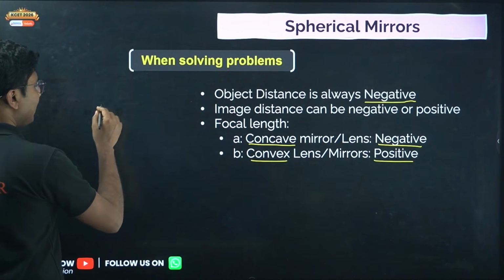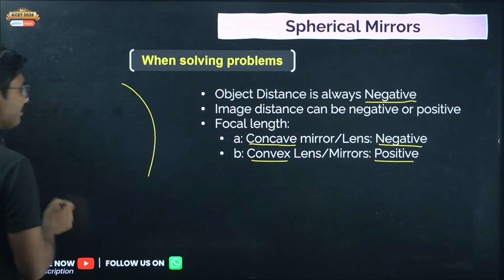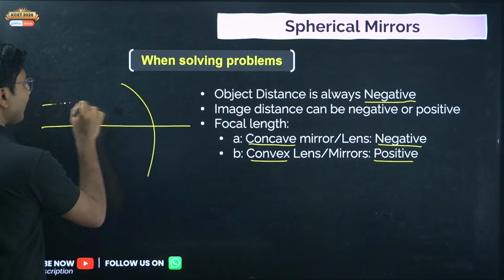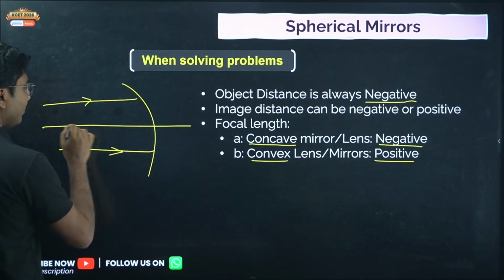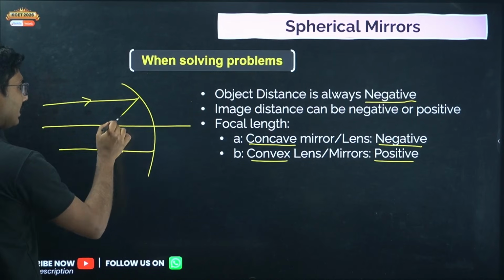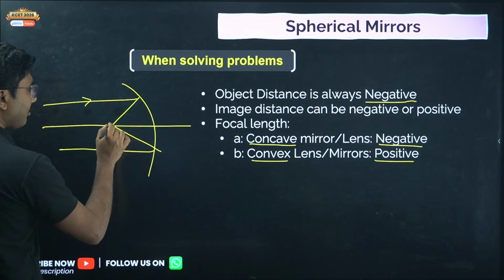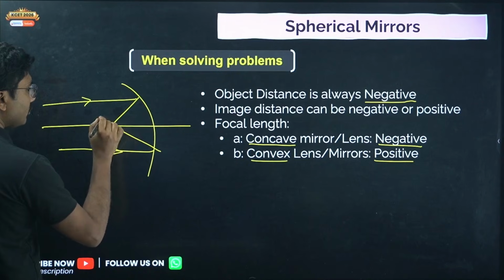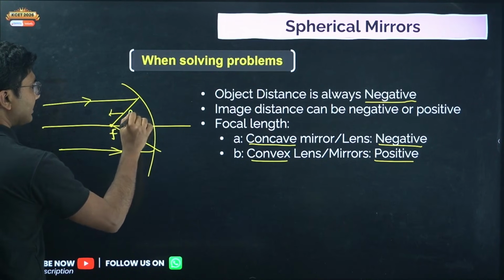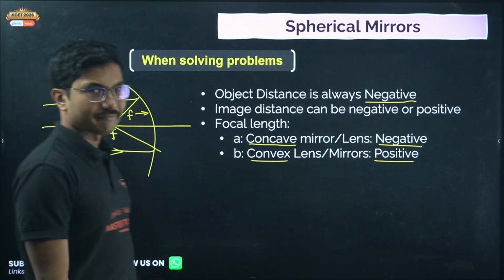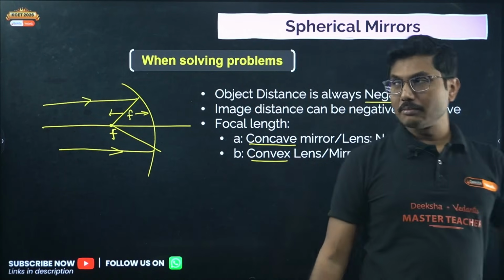What is focal length, by the way? We are explaining it in terms of a mirror only. Suppose we have a mirror, and a parallel ray of light falls on this mirror. A ray parallel to the principal axis falls on the mirror, then they all meet at a single point. That is called the focus of the mirror, and the distance is called focal length. It is denoted by the symbol small f.